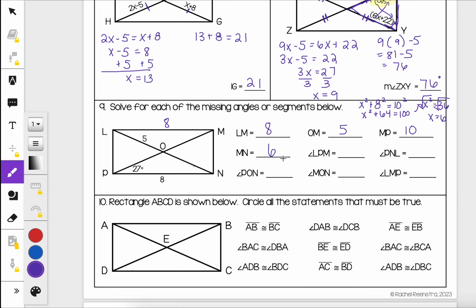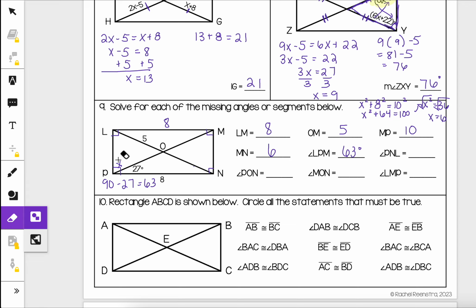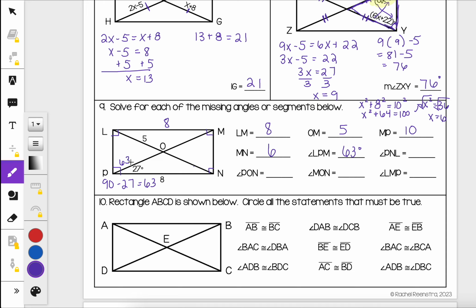Okay, the first angle I want to find is angle LPM. So here I'm looking at this angle here. Because this is a rectangle, I know each of my angles is 90 degrees. So if I'm looking for this angle here, I'm just calling that x. I can do 90 minus 27, and that's going to be 63 degrees. All right, so this angle here is 63.